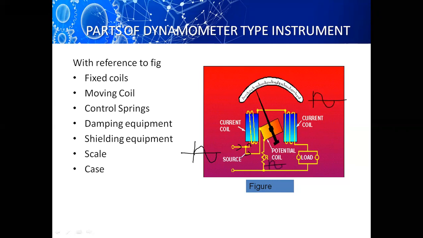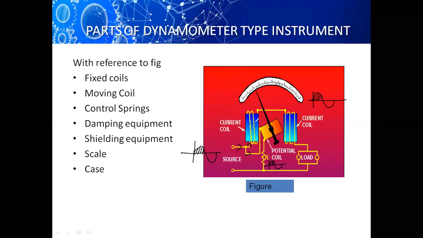Why? Because it is nothing but a split current from the source. When we have a positive half cycle of the source, we will have a positive half cycle for the same duration in the current coil and a positive half cycle for the same duration in the potential coil.